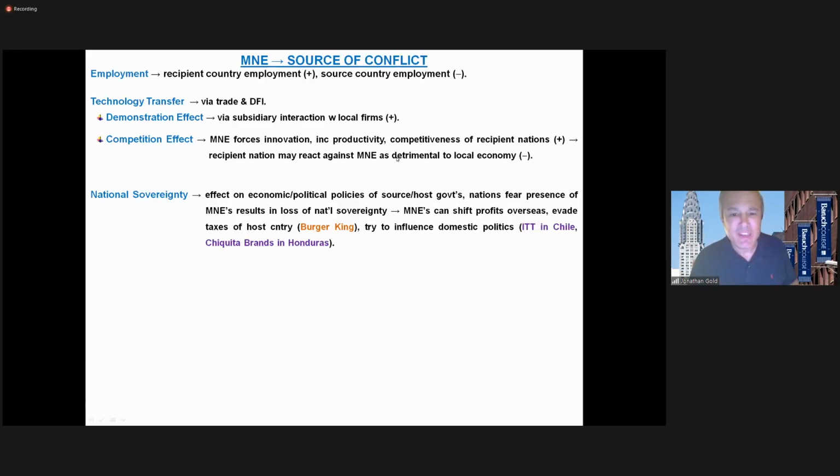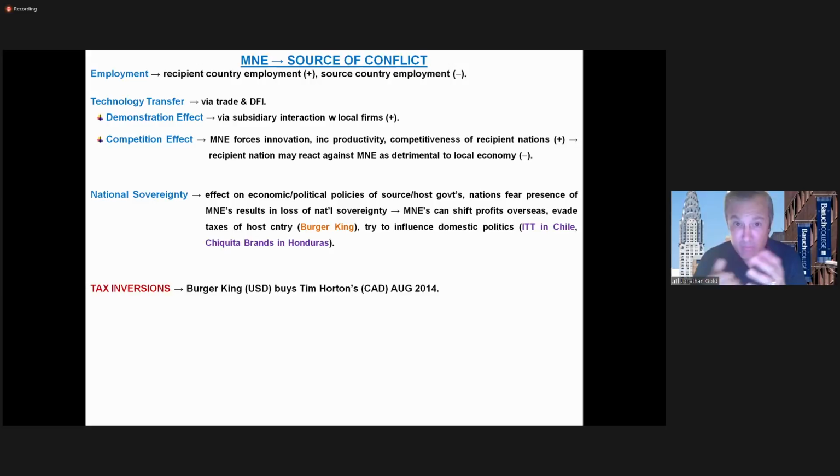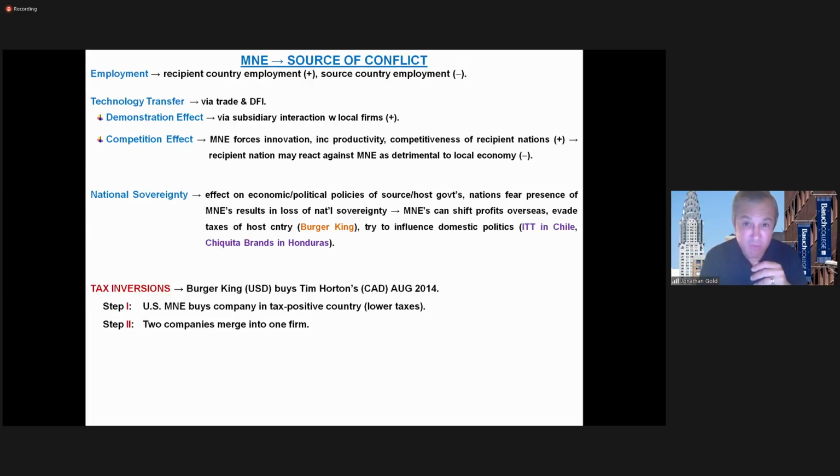Nope. Okay, so back in 2014, Burger King buys Tim Hortons, right? Canadian company, the US and Tim Hortons merge. You have a very big company, the US Burger King, merging with a much smaller company, Tim Hortons out of Canada. So the US multinational Burger King buys a company in a tax positive country, which has lower taxes, Canada. The two companies merge into one firm, which is exactly what happened. The new firm renounces its US citizenship. What's the trick, though? The trick is that the new firm still gets most of its revenues from where?